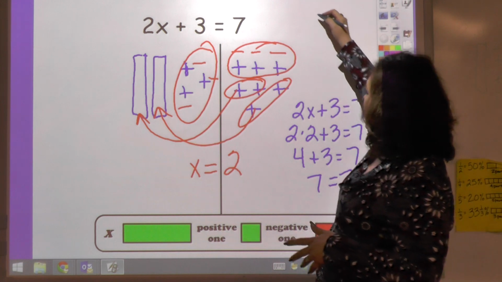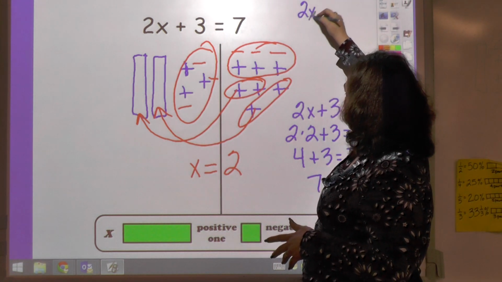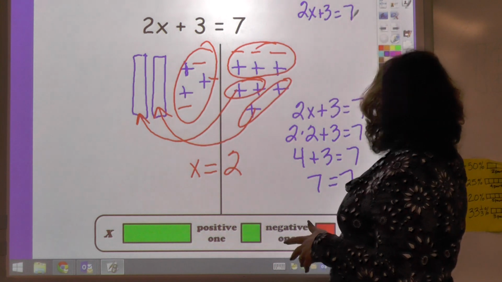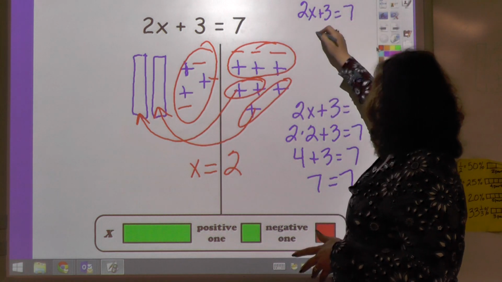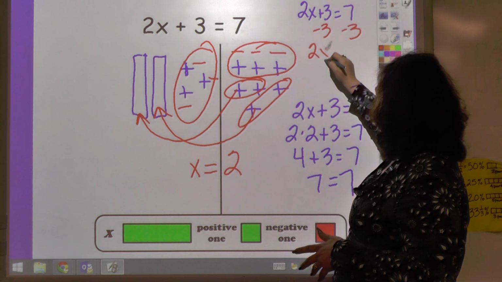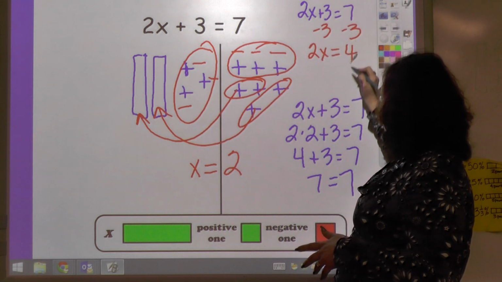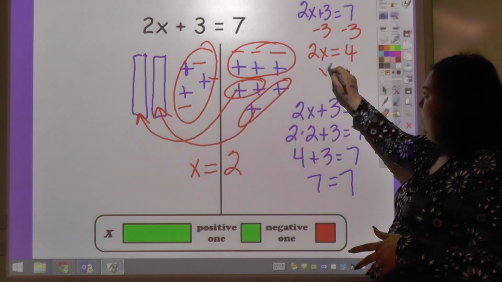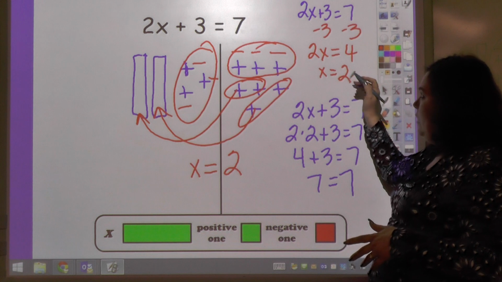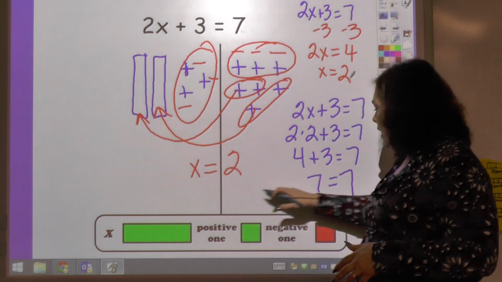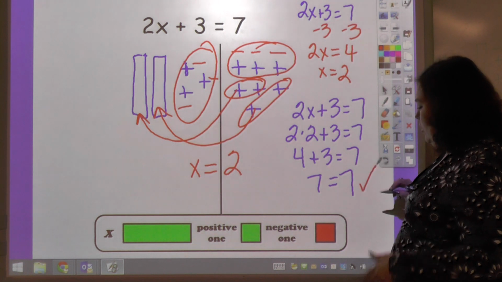If you were to look at it with the numbers, 2x plus 3 equals 7, you would take 3 from this side and 3 from this side, so that would leave you with 2x equals 4. And then to get x by itself, you divide by 2, and you get x equals 2. So it works out with the numbers, it works out with the model, and it checks. Big check.